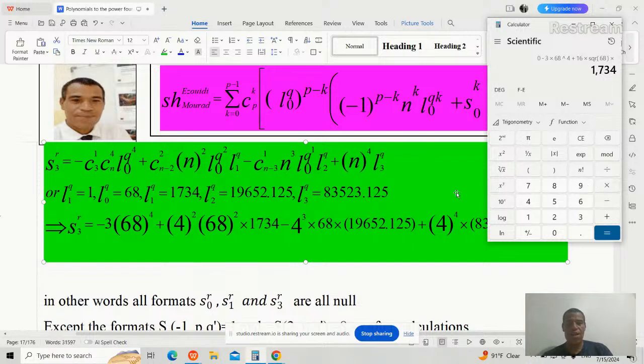1734, okay, times this, minus 4 cubed is 64, minus 64, okay, times 68, okay, times 68, times 19,652.125. So times, learners, what? 19,652 point what? 125. Plus, learners, what?